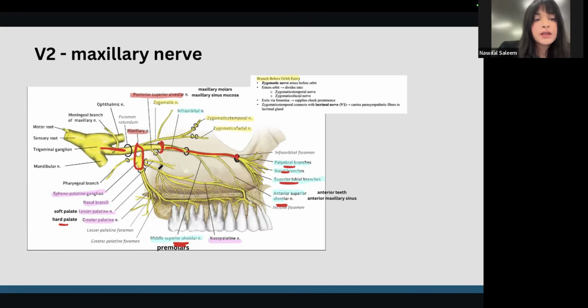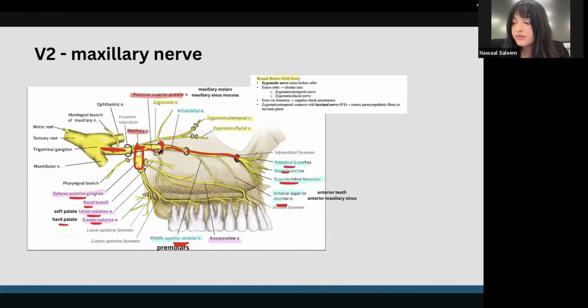So one more time. This is V2. V2 becomes maxillary nerve. Maxillary nerve is in the pterygopalatine fossa, pterygopalatine ganglion, and then sphenopalatine ganglion, nasal branch, lesser and greater palatine nerves. And then you have the PSA, also the posterior superior alveolar nerve, and the zygomatic nerve that goes on with the parasympathetics of cranial nerve number 7.